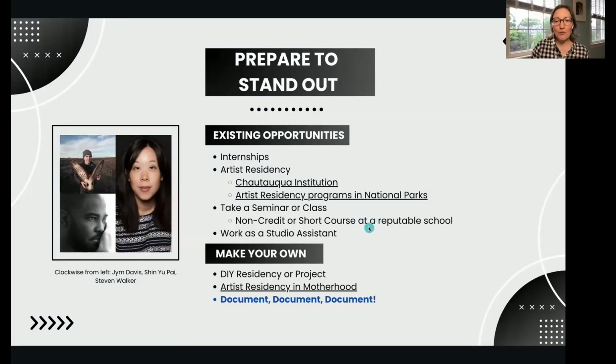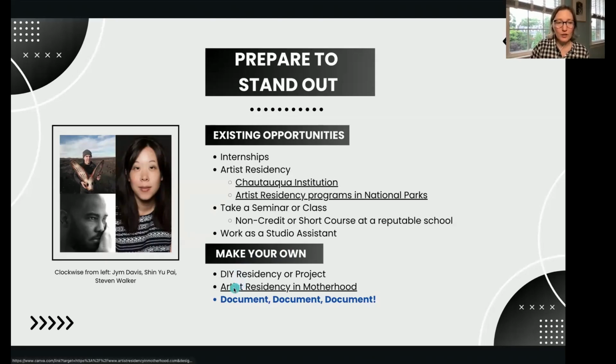And many of them have financial aid packages, especially if you go to a school like SAIC, they might help you with a scholarship, and or work as a studio assistant. You can look for artists in your area and become their assistant. Finally, you can make your own opportunities. I know a lot of people who have done this, a DIY residency or project.